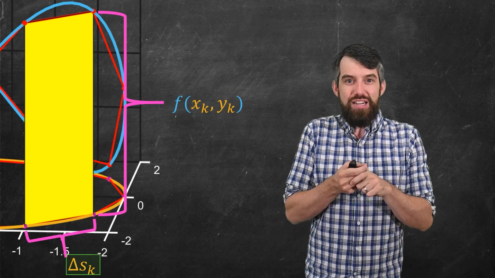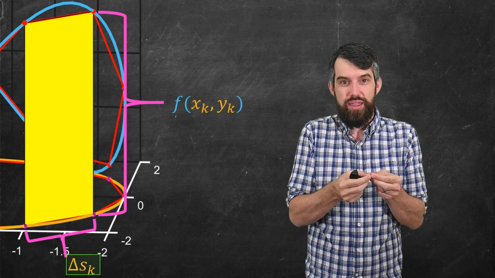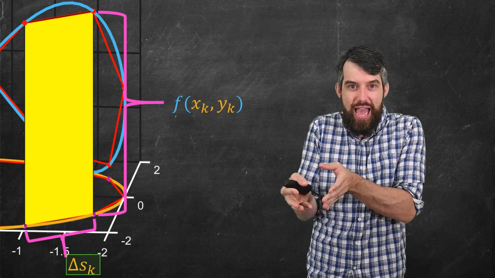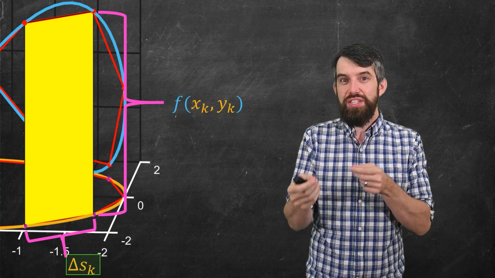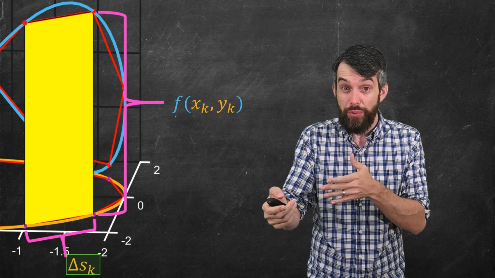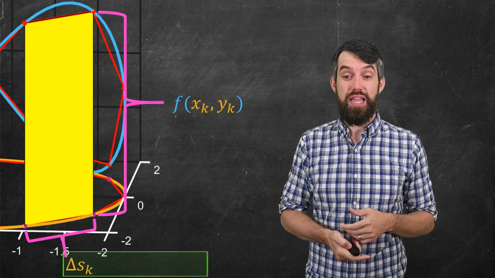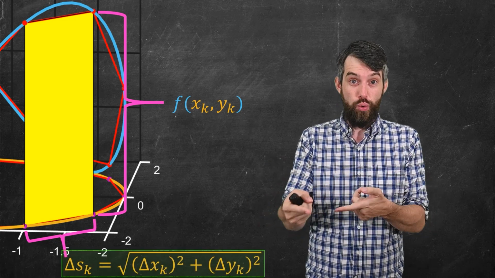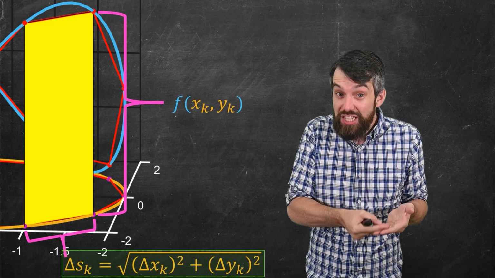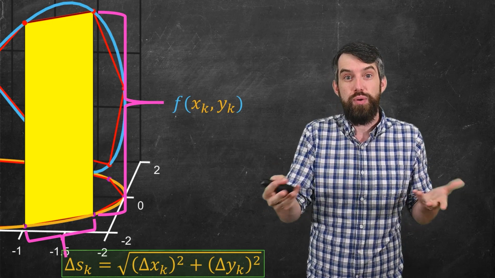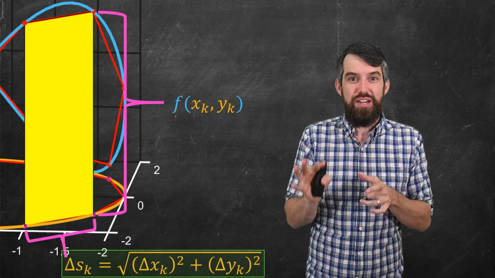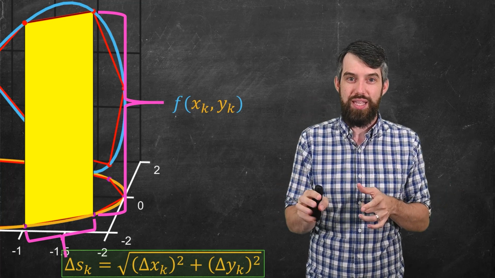Well, if I imagine what's happening in the base, this change in arc length, there's a change in the x, and there's a change in the y. And so the change in the arc length by Pythagoras is just going to be the square root of the sum of the squares, the change in the x squared plus the change in the y squared, square root it. And so now I've managed to actually improve what my delta sk is.